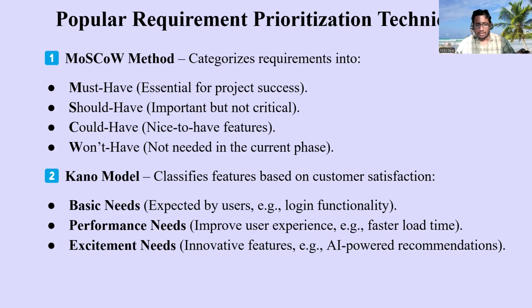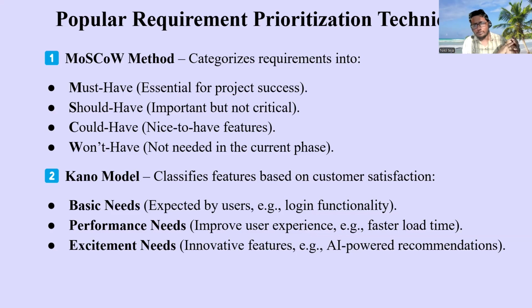Excitement needs are exciting, innovative features like AI-powered recommendations. Nowadays every software contains AI-powered recommendations, right? So that is nothing but excitement needs. They will be exciting you. For example, if you go to WhatsApp, it gives automatic suggestions for the reply. We don't need to reply. It will only give automatic suggestions. And these are about excitement needs, and this is all about the Kano model.